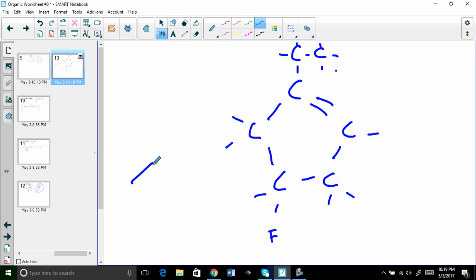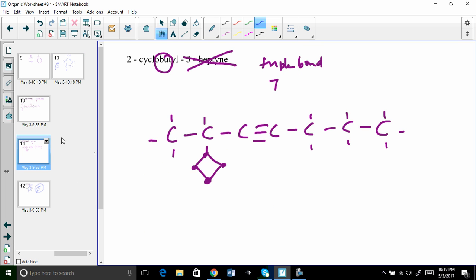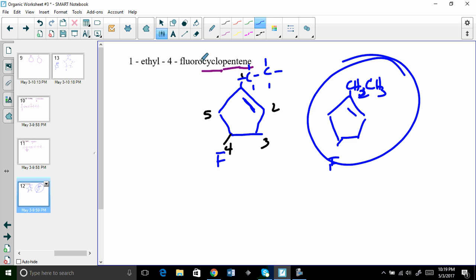I prefer this, but I've been doing this a long time. I just think this looks a little cleaner. CH2, CH3. There's your ethyl, there's your fluoro, there's your double bond. That's not the one. Which one am I drawing? Yeah. Okay, that's it. Give it a shot. Just got to figure out how to stop this.